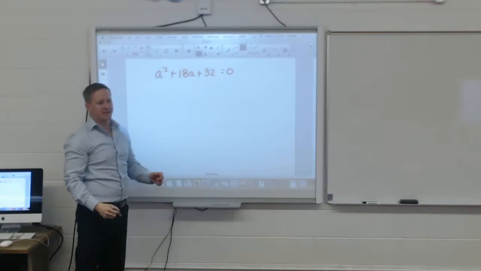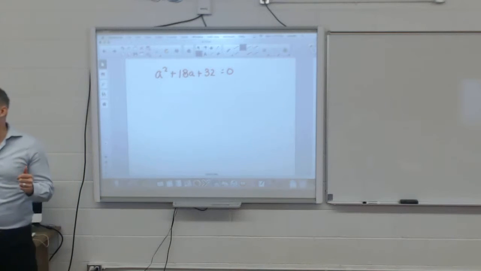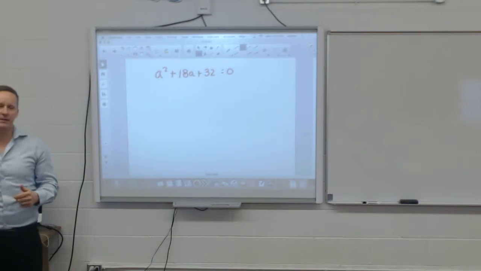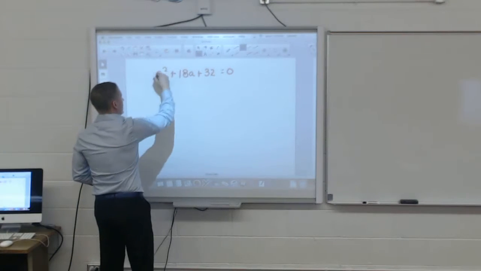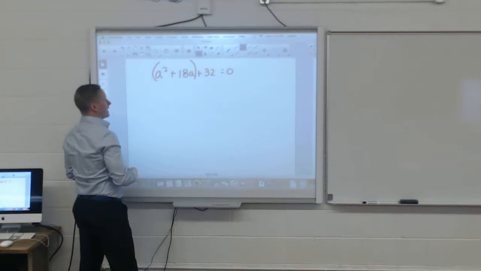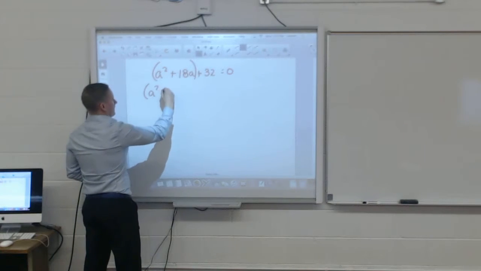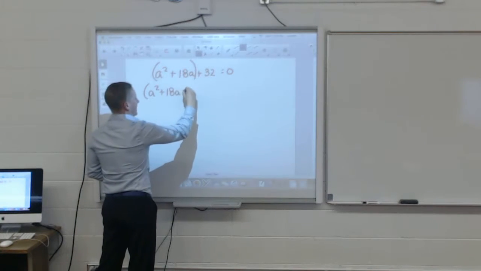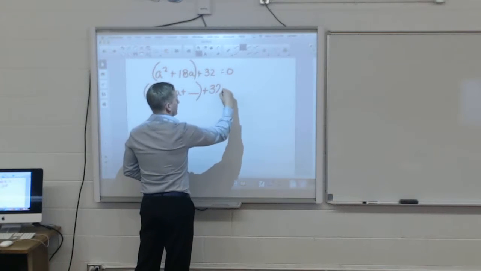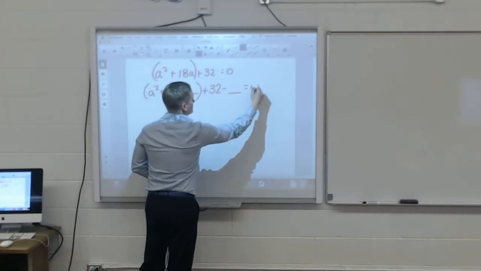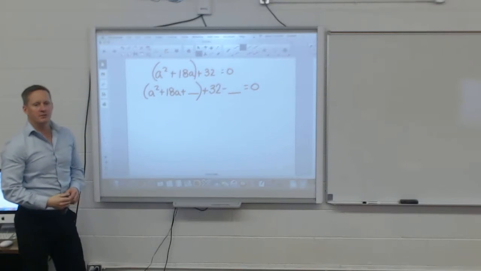Again, I'm keeping it on the same side. Now you don't have to do this. There is another way. The book does teach you a different way. It would leave the negative 32 on the other side and then add on both sides. But I like to keep it consistent with what you have done so you don't get confused. Brackets, a² + 18a add a blank, plus 32, subtract a blank, equals 0. What goes in the blank?